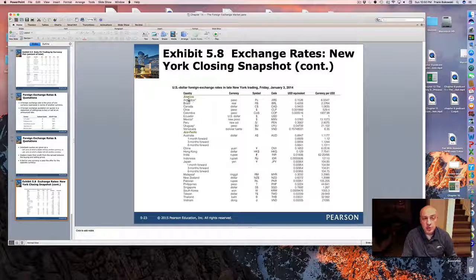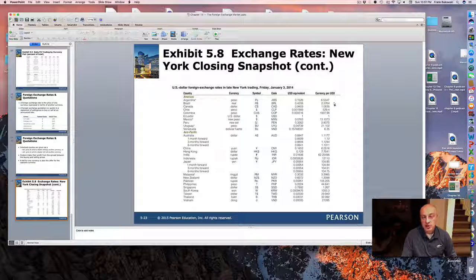So, for instance, we can see that the Argentine peso, which the symbol is P dollar sign with the code of ARS for Argentina, the US dollar equivalent would be 0.1526. So if you wanted to buy one Argentine currency, it would cost you 0.1526 cents. So for one US dollar, then it would be worth $6.55 Argentine. In the third podcast, we're going to get more into how the foreign exchange rates are quoted.